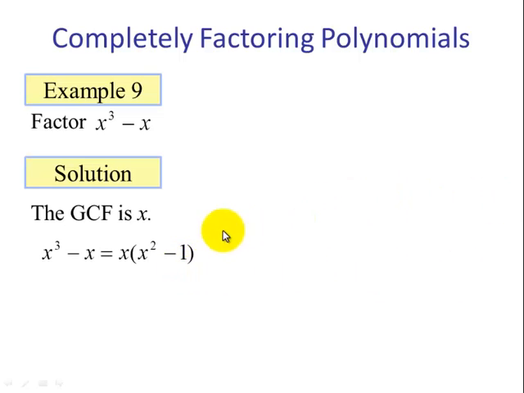Again, if we need to verify this, we can use the distributive property here. x times x squared is x cubed, minus x times 1 is x. So these two are equivalent. If we notice here, this is a difference of squares. This is a perfect square. 1 is a perfect square. So this factors to x minus 1 times x plus 1, and that's times our greatest common factor.